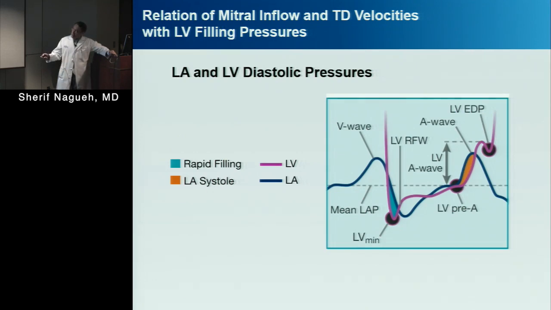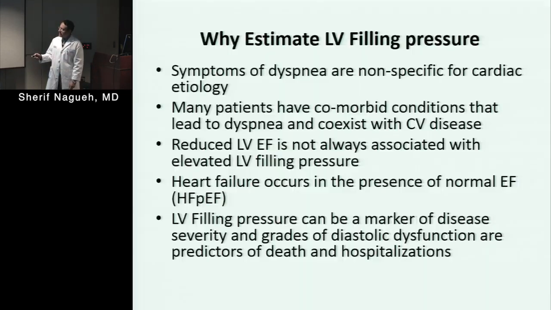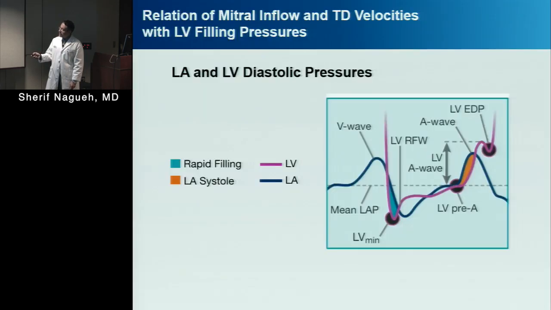So long story short, what to take home from this message is when you read the term LV filling pressure, you want to be specific what pressure they are talking about. Is it the EDP? Is it the pre-A pressure? Or is it the mean LAP? Most of the time what you will see in the literature, what is the most practical thing to do, are LV diastolic pressures on left heart cath. And for right heart cath with a PA catheter, you're going to look at wedge pressure.